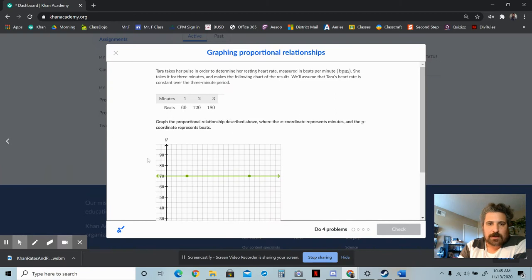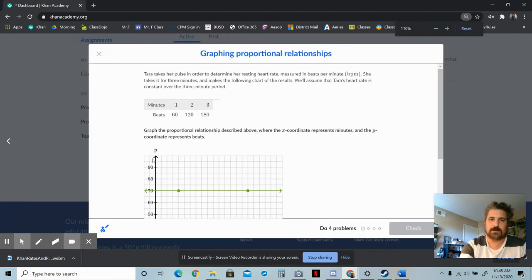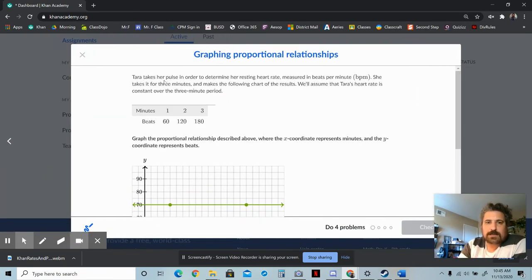Let me zoom in a little bit here. It says Tara takes her pulse in order to determine her resting heart rate, measured in beats per minute, BPM. She takes it for 3 minutes and makes the following chart of the results. We'll assume that Tara's heart rate is constant over the 3-minute period. So 60 beats for every 1 minute. So the unit rate is 60, so it's 60 beats per minute.